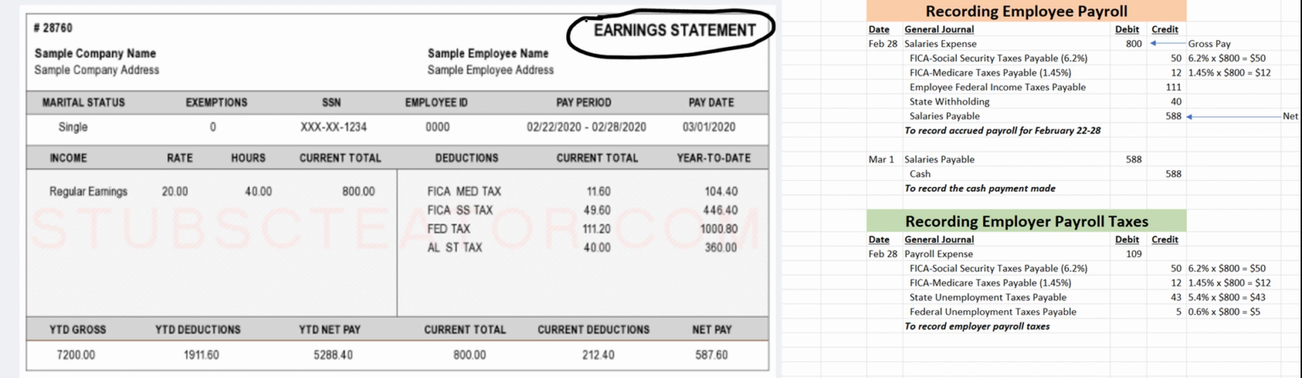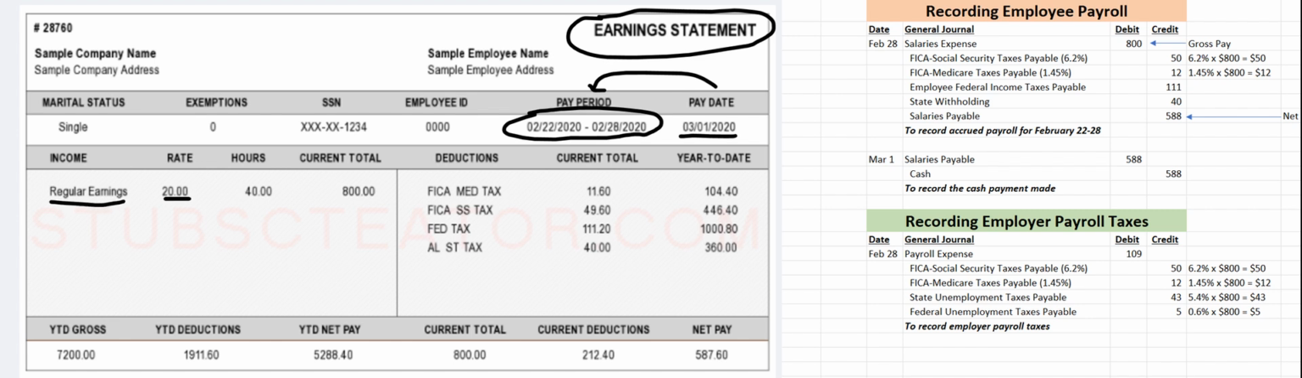So this is simply a pay stub that shows your information, your employee ID, the pay period. Let me circle this. The pay period is the period when you worked, and you have the cash payment date here. This cash payment date is for the period that you've worked. So you get paid in the future for work that was performed in the past. Then you have the regular earnings here.